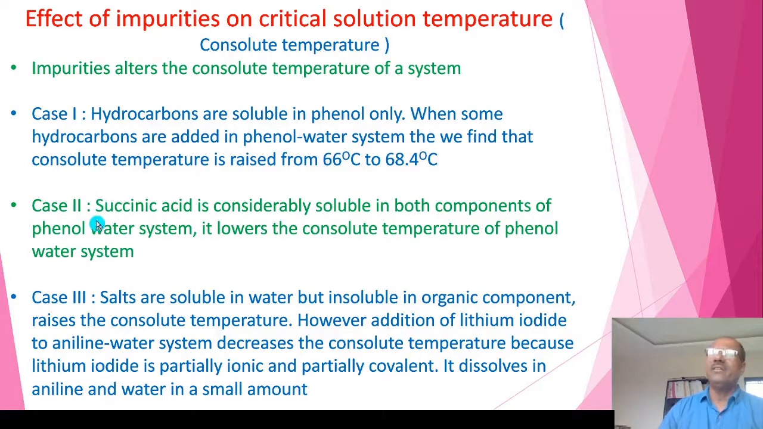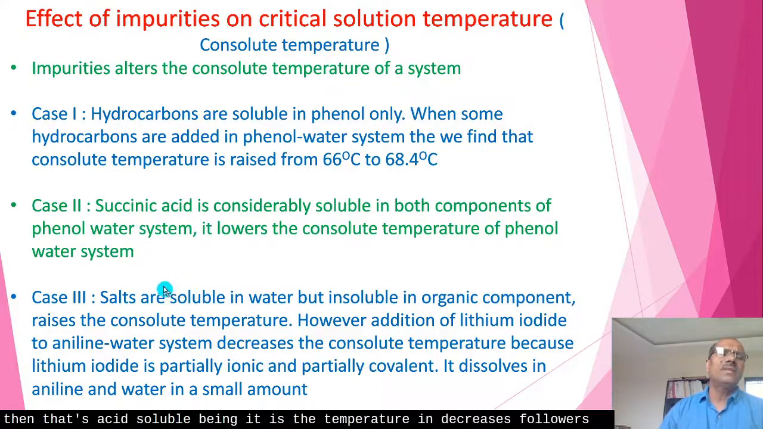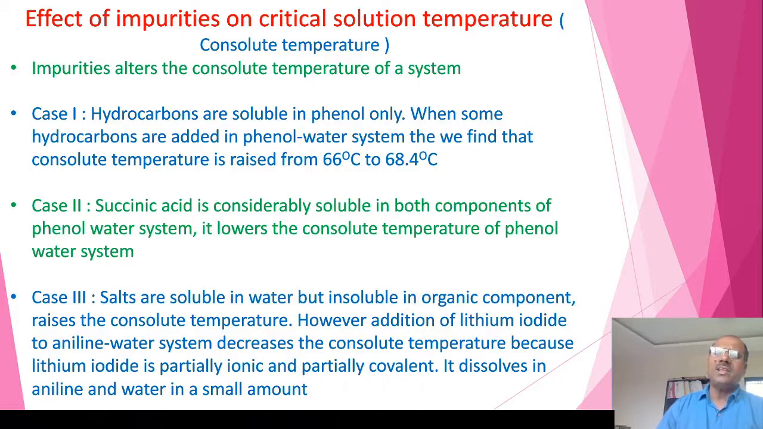In case 2, whenever an impurity like succinic acid is present in the phenol water system, that succinic acid is soluble in both the liquids, so the consolute temperature decreases or lowers. Case 3: salts are soluble in water but insoluble in phenol or organic solvents. In this case, the consolute temperature increases.